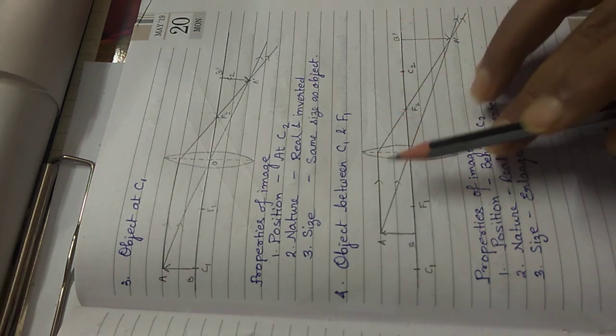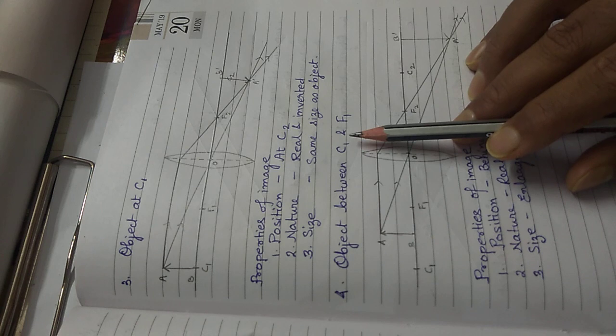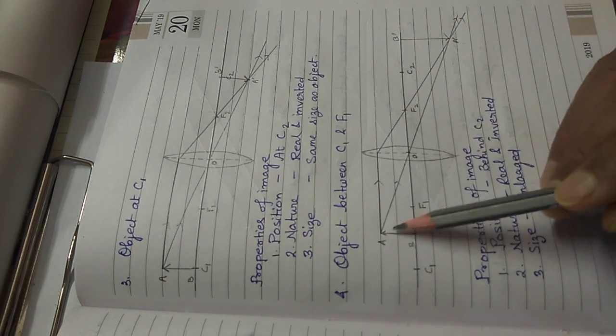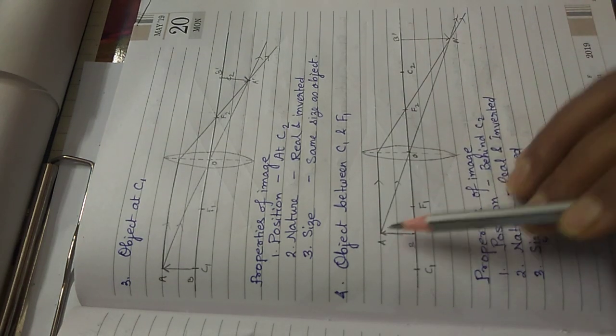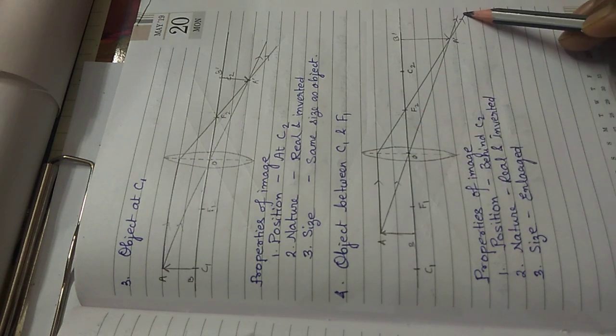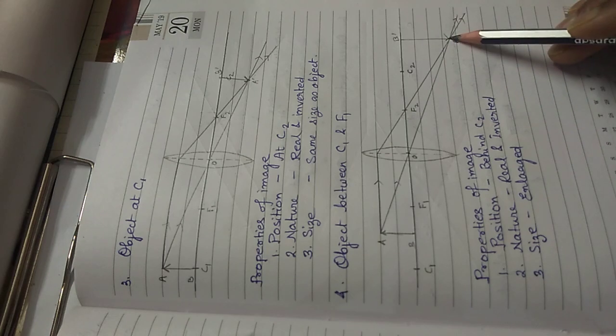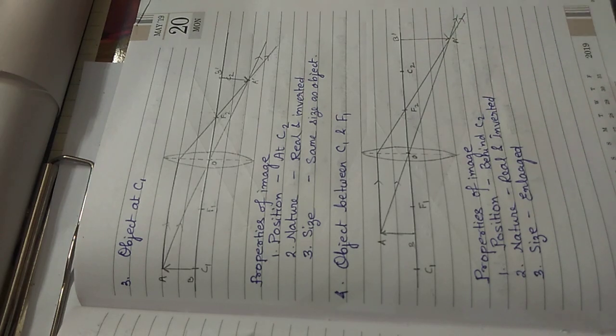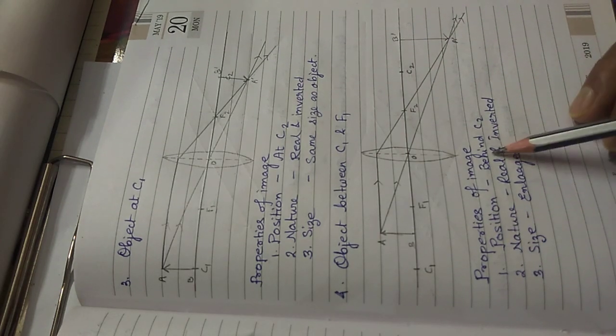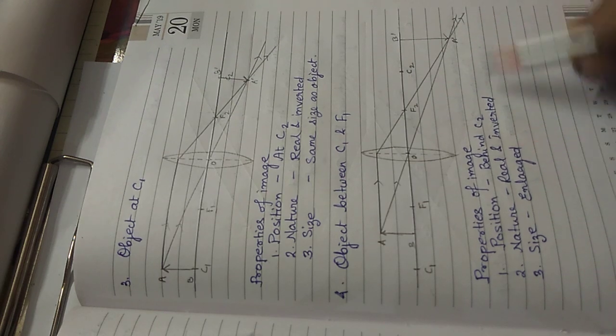Okay, next is object between C1 and F1. We have taken the object between C1 and F1, one parallel ray, we have made it pass through F2, another through O. Both the rays meet behind C2. So properties of the image: position behind C2, nature real and inverted.